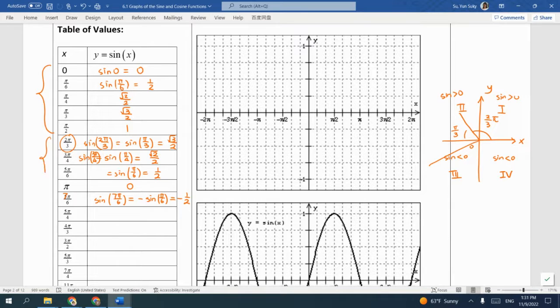Or you can think of these as being in quadrant 2, this is in quadrant 1, and then you have these that are in quadrant 3. In quadrant 3, the sign would be all negative. Do you agree? So they are all negative. Okay, 5 pi over 4. What's the reference angle?